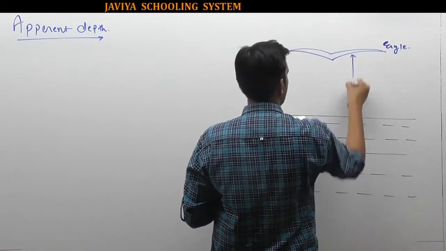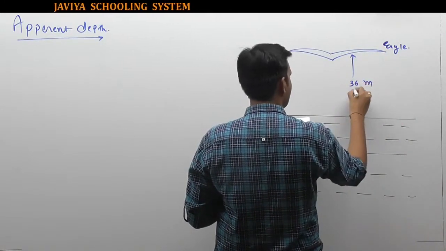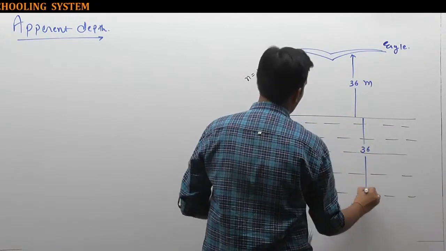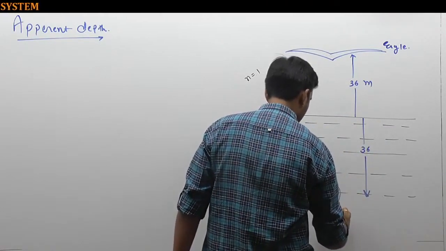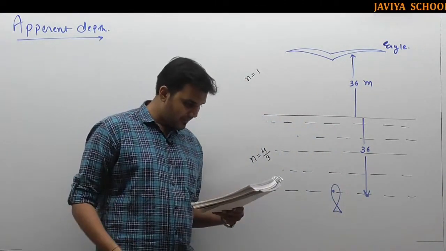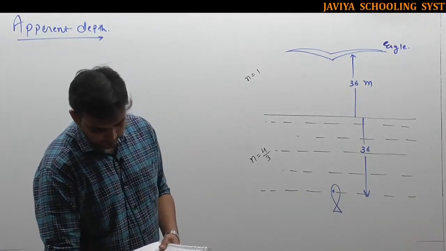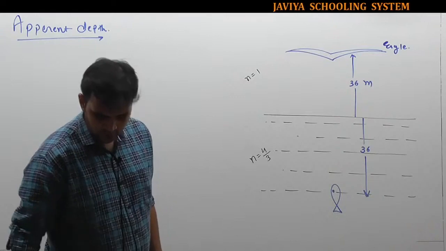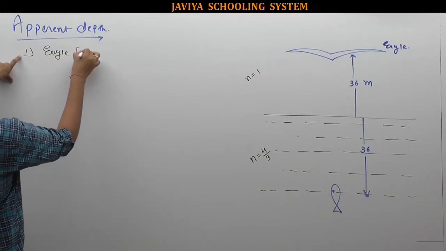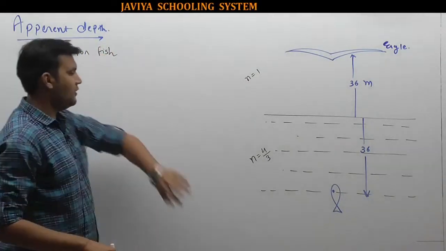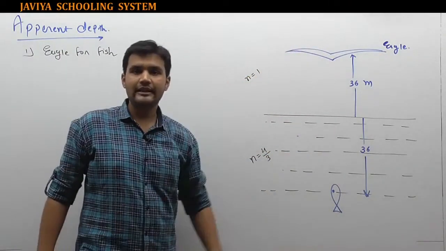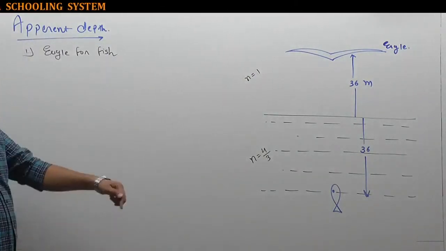Eagle, it is 36 meter, sorry, 36 meter, at the depth where there is a fish. Now the fish goes upward, it can go anywhere, but let's say it goes upward. Okay, now two cases are possible. One, eagle for fish. So the fish is an observer. Fish is observing the eagle. Eagle for fish, both. So from where your rays are coming?